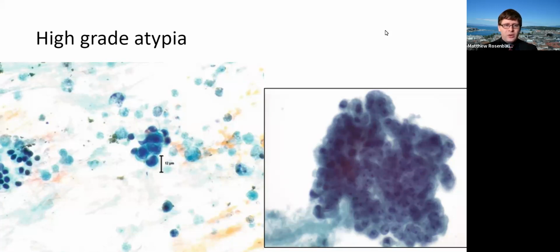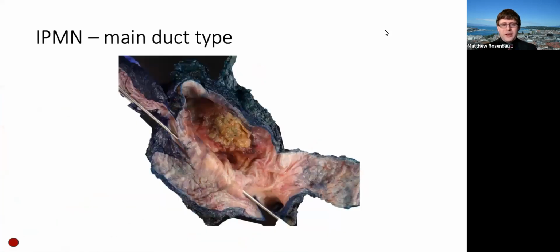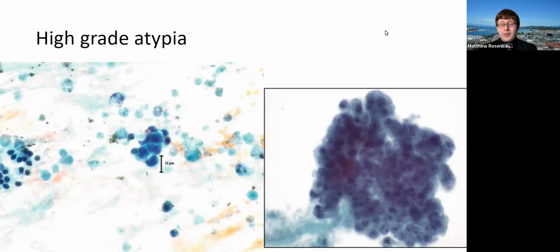High NC ratio, hyperchromasia. These are definitely atypical cells, but they're not overtly horribly malignant looking, but these are definitely worrisome. So we would call these pancreatobiliary neoplasm with high-grade atypia. And basically, this means that patient really does need some form of surgery or ablation, because this is going to be, at the very least, a high-grade IPMN. Chances are it's going to be associated with an invasive cancer as well.